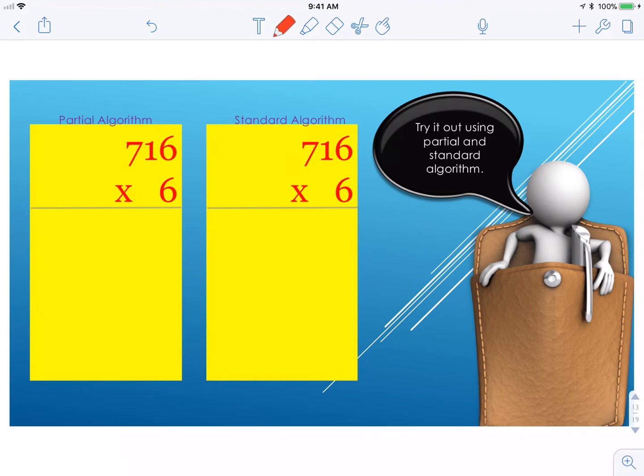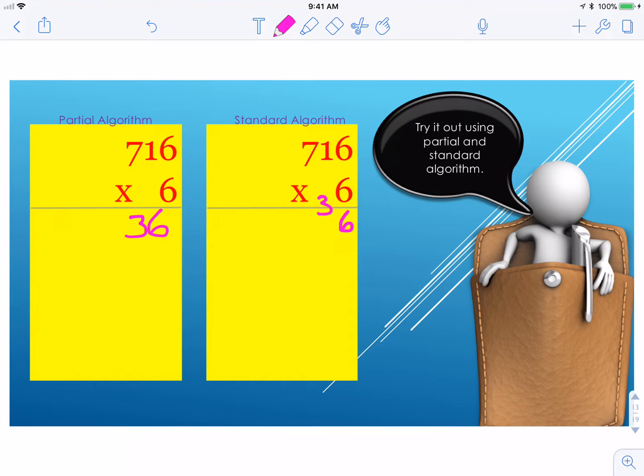Okay, I'm going to go ahead and help you solve this problem. Make sure you are understanding it. We start in the ones column. So 6 times 6 is 36. In our partial algorithm, we just write the number 36. In our standard algorithm, we're going to write the 6, but we're going to bundle and move our 3 over.